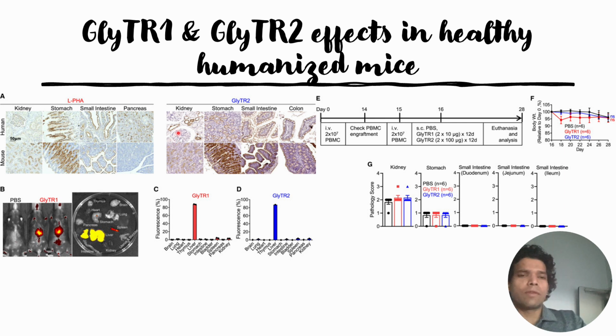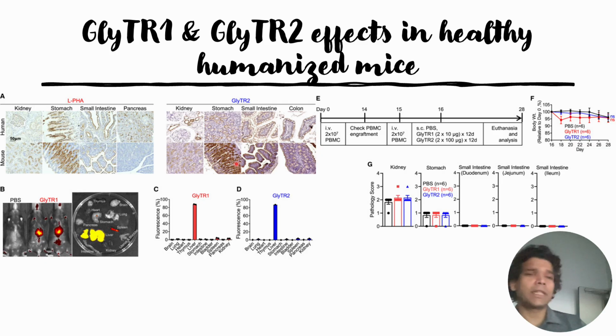Afterwards, they checked GlyTR2 also for these different organs, that is kidney, stomach, small intestine, and colon. It shows signals to some extent, and thereafter they checked the mice also. It also shows similar staining signals for GlyTR2 for these organs.